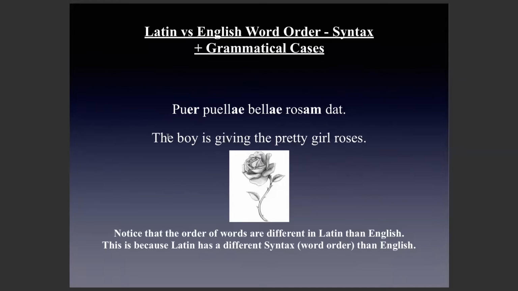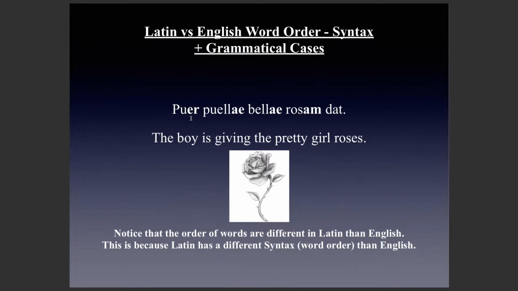So I'm going to read these two sentences and we're going to analyze them a little bit, right? Puer puellae bellae rosam dat. Now remember, keep in mind this sentence, look at the endings of the sentence, right? Any of the important endings, I'm going to make them bold so that you see what's going on, right? This sentence means literally, the boy is giving the pretty girl roses. That's what that sentence is saying.